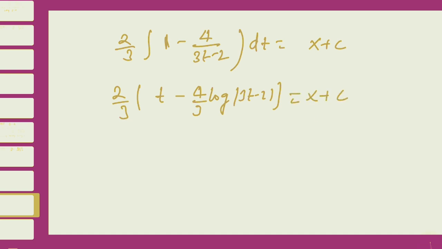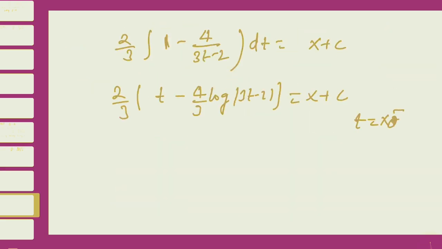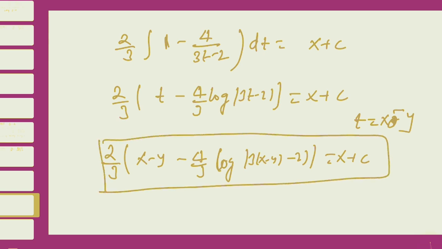Now we will substitute the value of t, which is x - y. So we replace the value of t, and it will become 2/3 (x - y) - 4/9 log(3(x - y) - 2) = x + c. Okay, so this will be the general solution of the differential equation.